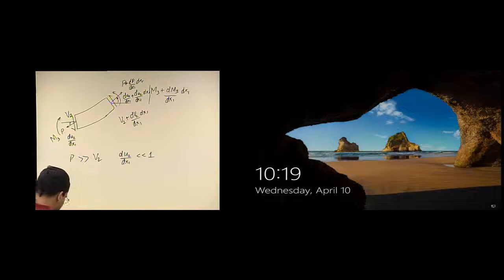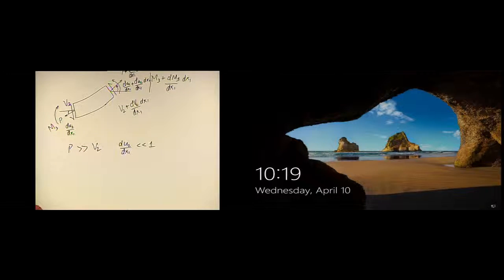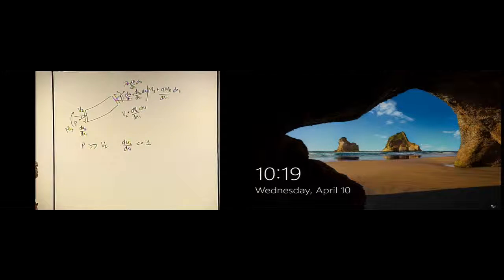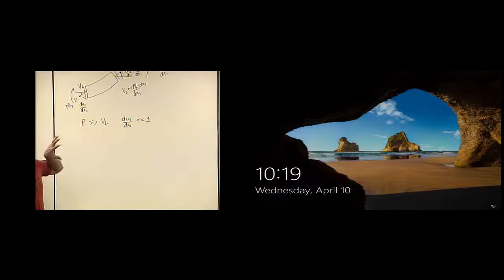So the angle is small. Okay. So now we see we have a free body diagram of an infinitesimal element in a beam which is under large axial compressive loads, and the mode of deformation is bending.